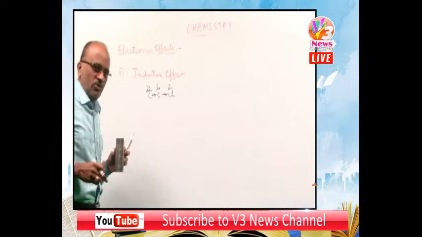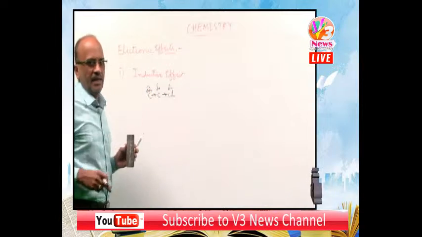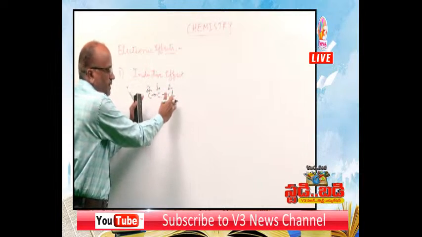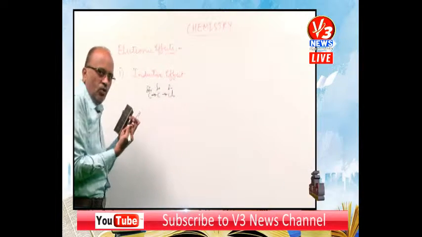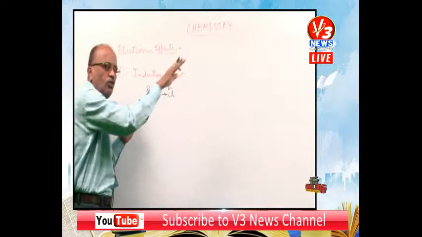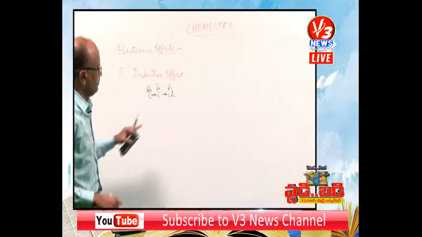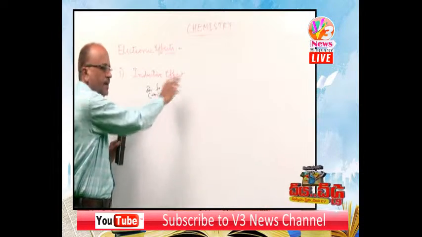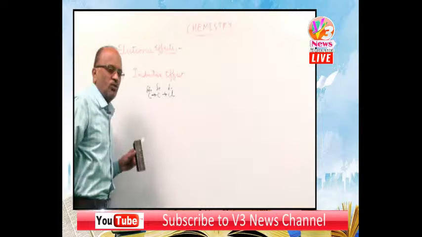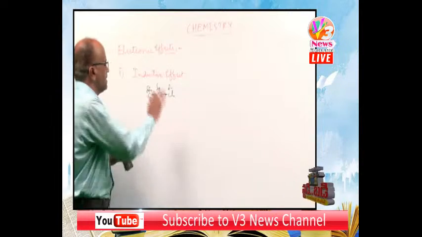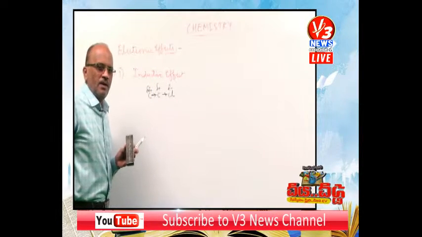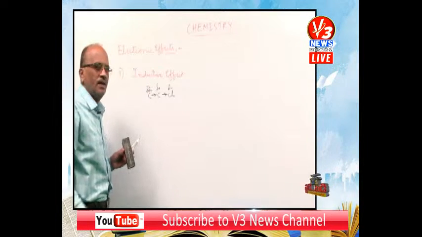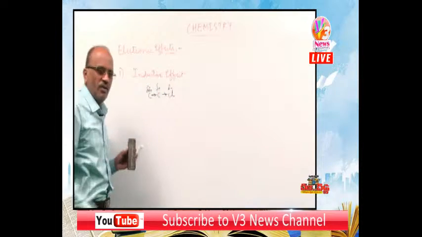Like this, the effect continues till the end of the chain, but the effect decreases as the distance between the electron withdrawing group and the electron giving group increases. Now we will see what this inductive effect is. Here there is a polarization of sigma electron pair towards the electronegative atom. This is called inductive effect. That is, polarization of sigma electron pair towards the electronegative atom of a molecule is called inductive effect.